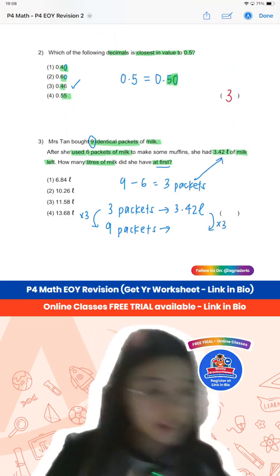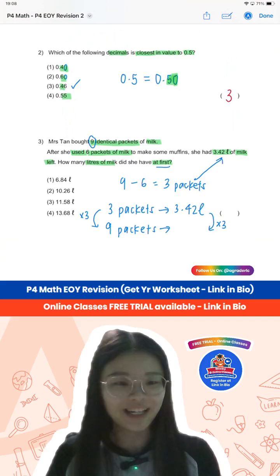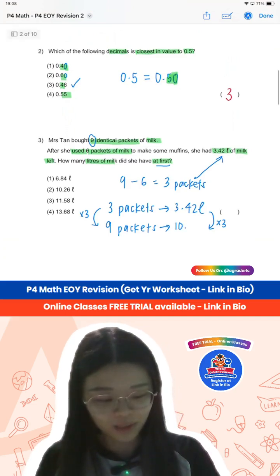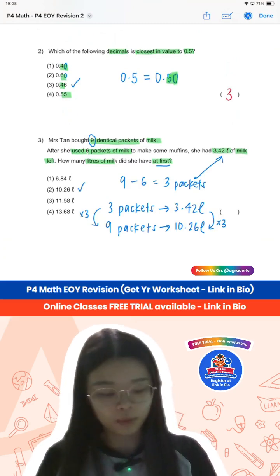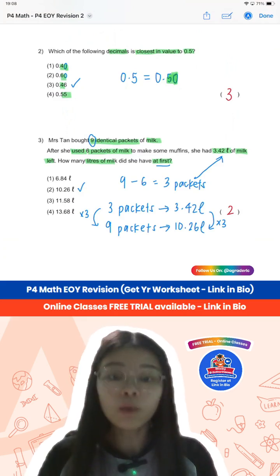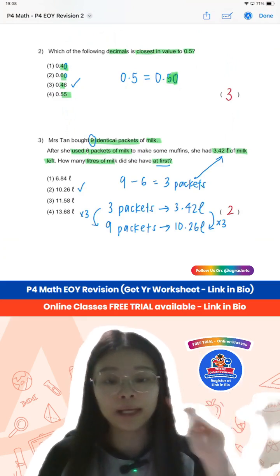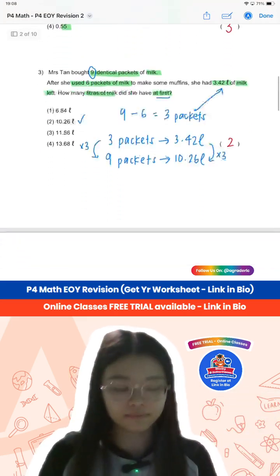Okay, and I see someone who answered. There's no name, it's just an emoji. Okay, 10.26. We get 10.26 liters. So that's how you get your answer. Option 2, 10.26. Your working is still correct if you find 1 packet first and then you find 9 packets. Just 2 different ways of doing it.